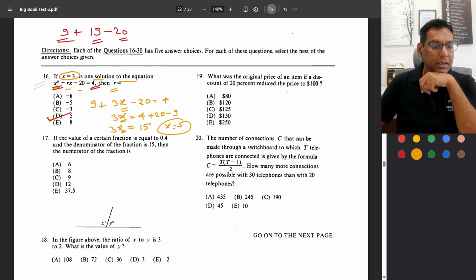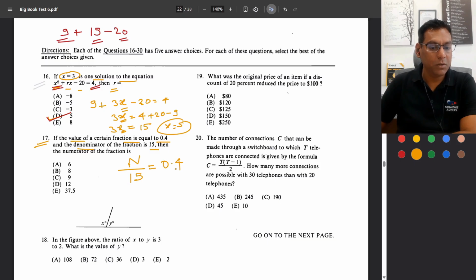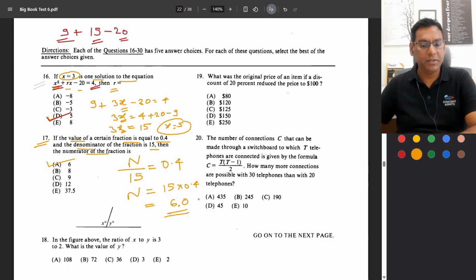Okay, question 17. If the value of a certain fraction is equal to 0.4, and the denominator of the fraction is 15, so there is some numerator divided by 15 is equal to 0.4, then the numerator is what? N is equal to 15 into 0.4, which is going to be, let's forget about this decimal. 15 into 4 is 60. Let's put the decimal here. So N is going to be 6. Answer choice A. Pretty straightforward.